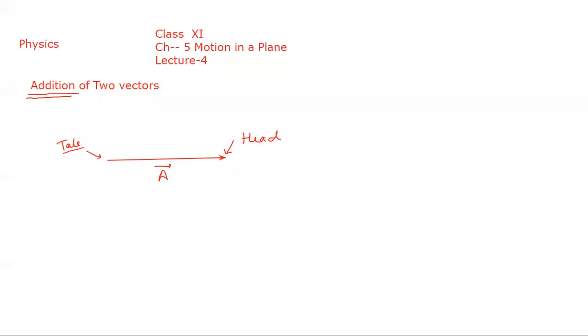So in this video, we add two vectors, first A and B. Suppose we want to calculate the R vector. R vector is what? A vector plus B vector. First we define A vector and B vector.